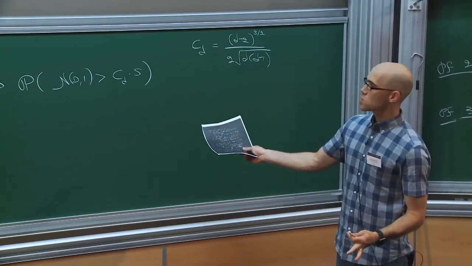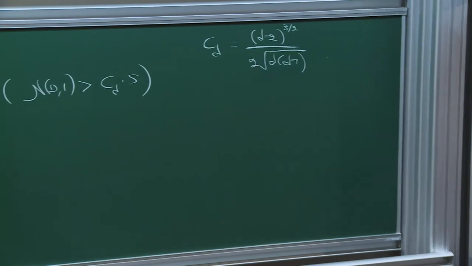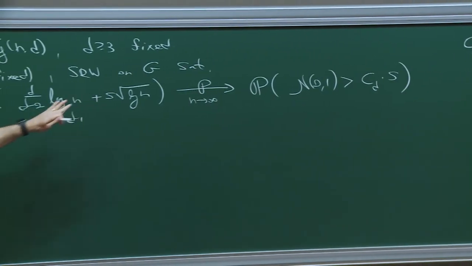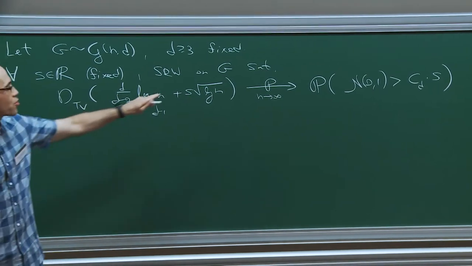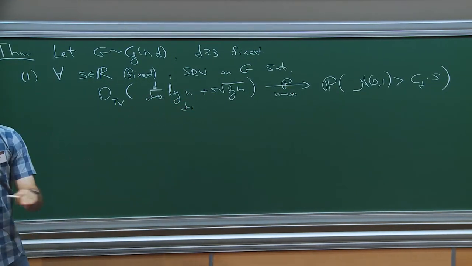Okay, so let's look at this statement for a second. This statement tells us that as we decrease s to minus infinity and increase s to plus infinity, we go from 1 to 0. Okay?